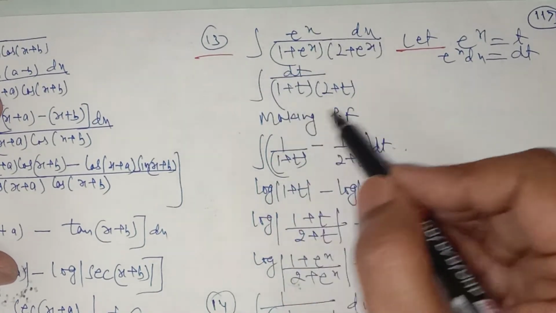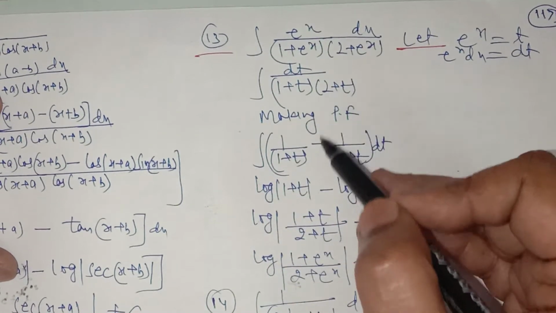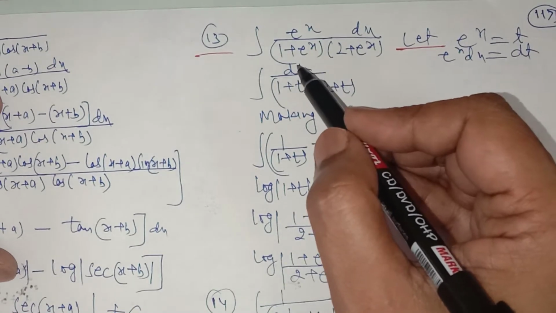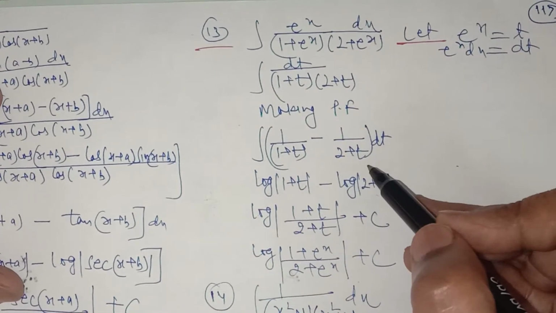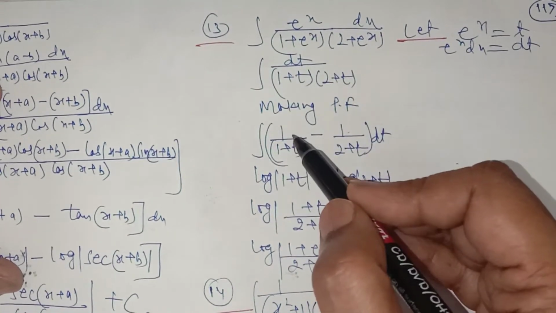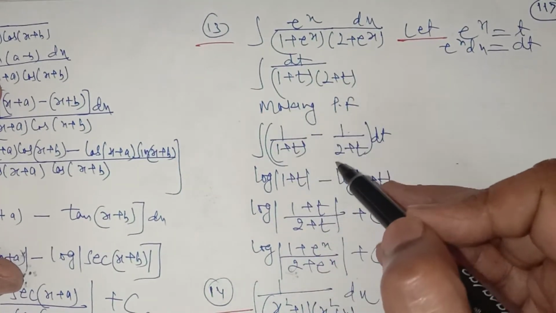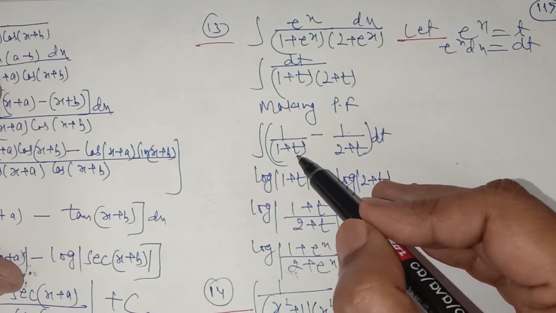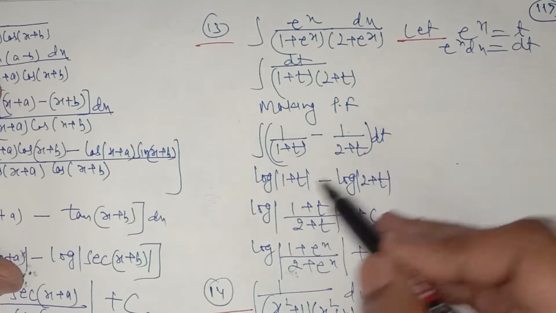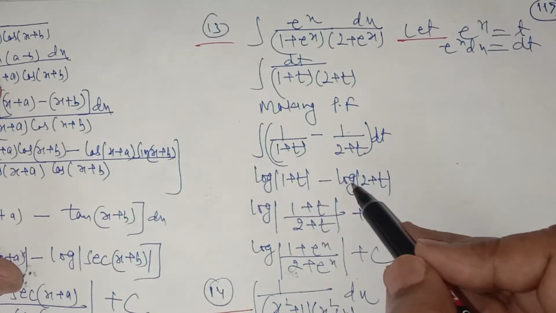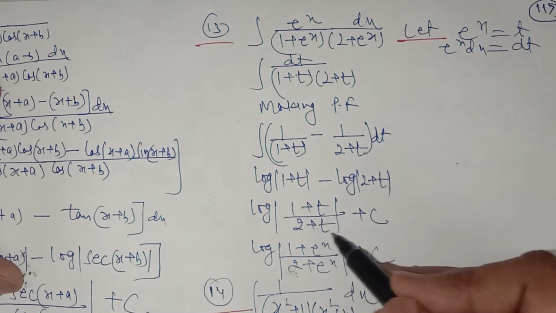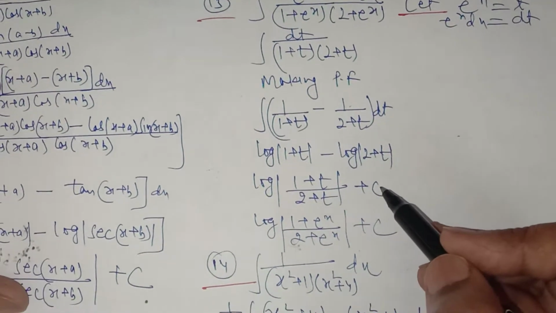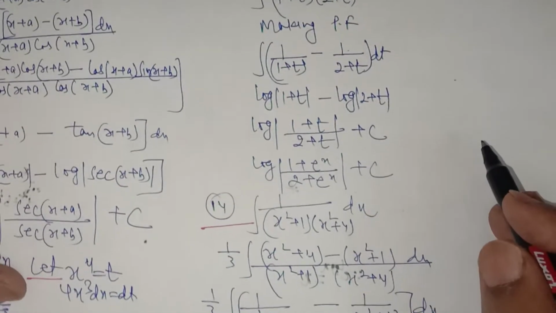So now you have to make it into partial fractions. You know how to make a partial fraction. Let this be equal to A upon 1 plus t plus B upon 2 plus t, and you know how to make the partial fraction. Its partial fraction will be 1 upon 1 plus t minus 1 upon 2 plus t, and the integral of this is log(1 plus t) minus log(2 plus t). Using the properties of the log, it will be log (1 plus t) upon (2 plus t). Replace the value of t, which is e to the power x. So this is a somewhat easy question.